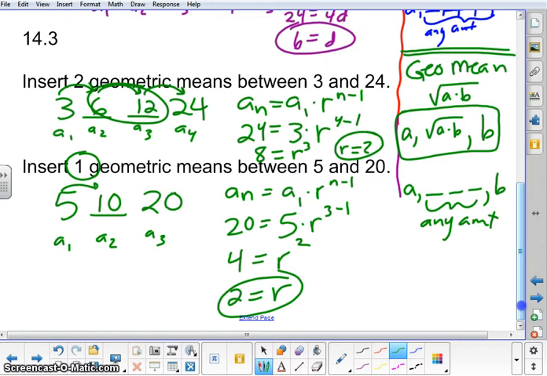Now, a lot of these you can guess and check. I do realize that, but just realize if I have 5 or 6 blanks in between, or 5 or 6 geometric means or arithmetic means, it's going to take a little work. So I just wanted to tell you a formula that you'll be able to use for all of them.